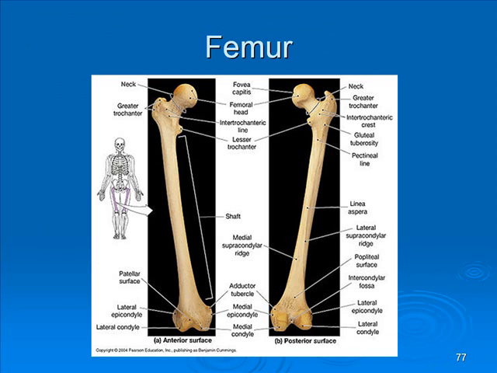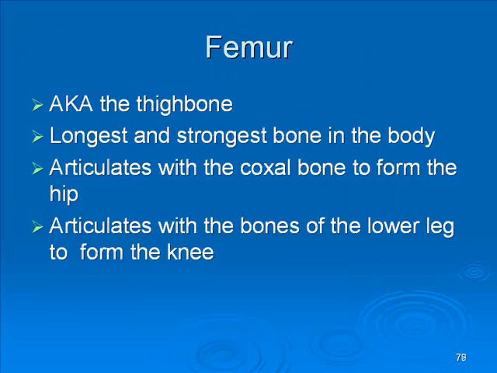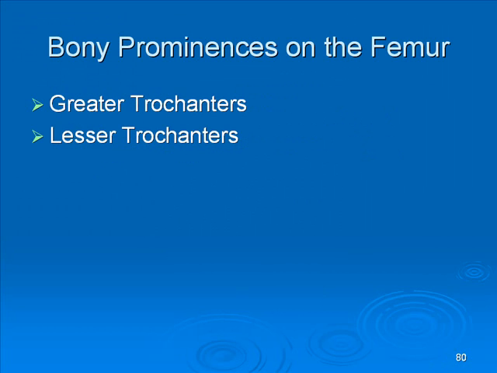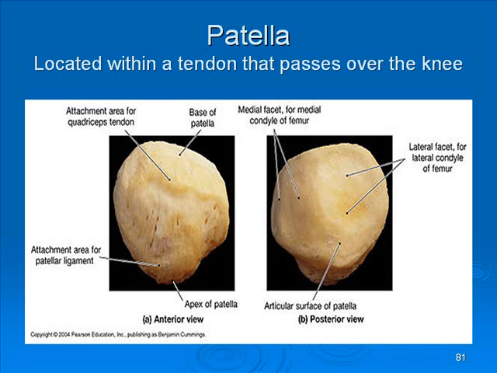But my point being, and I know I'm not at those bones yet, when we talk about the long bone and its articulation point, it articulates with the tibia, not the fibula. The fibula does not bear any weight in the lower extremity. So femur, longest bone of the body, articulates with the coxal bone, forms the hip, articulates with the bones of the lower leg. Again, that's the tibia. Head of the femur sits in the acetabulum, which I already identified to you on the hip. Two bony prominences, greater trochanter, which is lateral, and then the lesser trochanter, which we see medially.